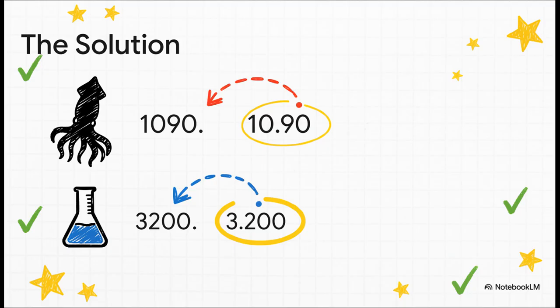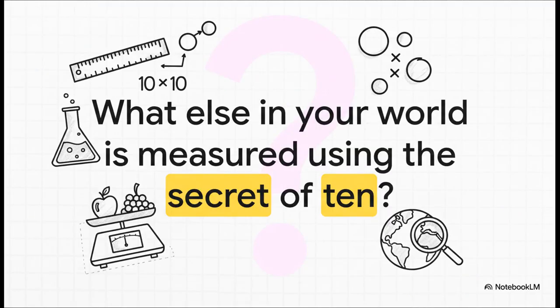You did it. So really, the big takeaway here is that you've totally mastered the secret of 10. The metric system isn't some big scary mystery anymore, is it? It's just a tool, and now you know exactly how to use it. So my final question for you is this. What else in your world uses this simple secret? I mean, think about it. From science class to the kitchen, where else do you see it? Keep an eye out. Thanks so much for joining me.